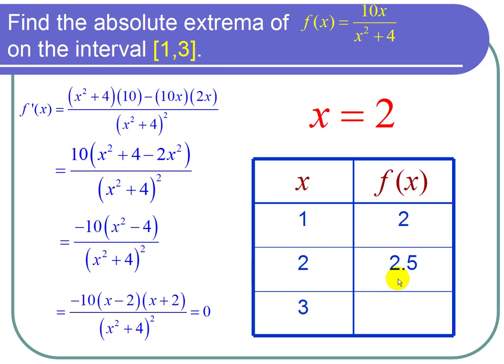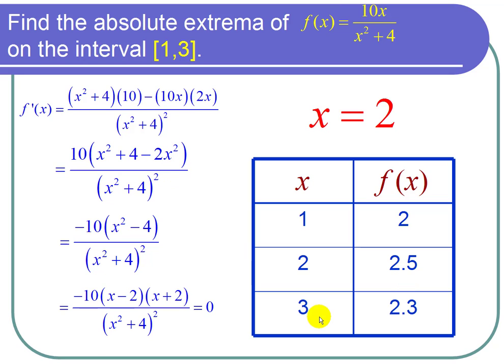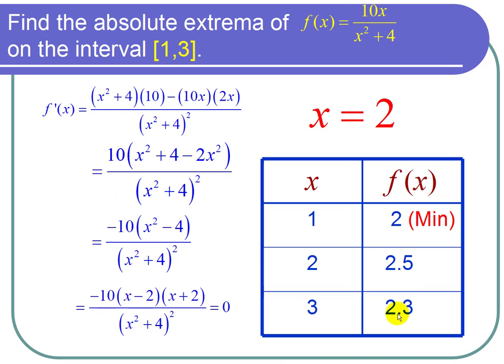So we're looking for the absolute extrema, so we want the minimum and the maximum. So 2 is the smallest among 2, 2.5, and 2.3, so the minimum is at 2, or 1, 2. And the maximum is the largest of these numbers, 2.5, so the maximum is at 2, 2.5. And I'm done with the problem.